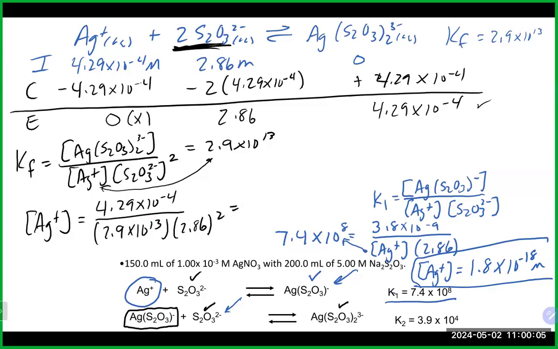And if you do all that, you should end up with the exact same number that we had a second ago, which is 1.8 times 10 to the minus 18 molar, which is the exact same number that we got here. So you definitely could still use the overall reaction and hit the silver first.